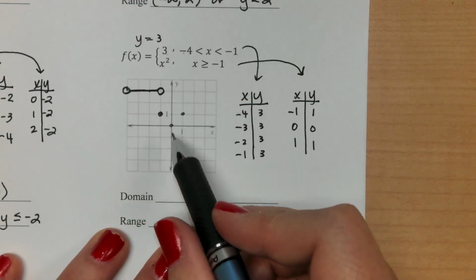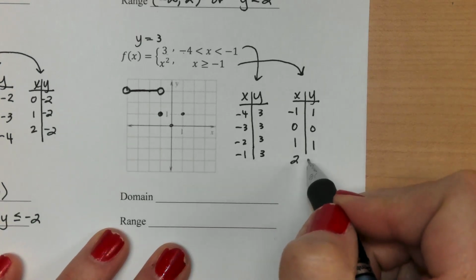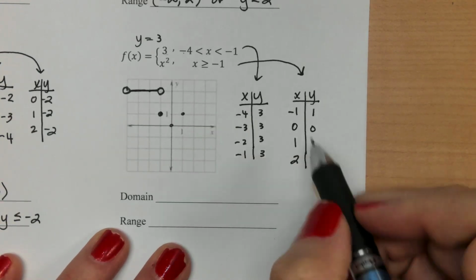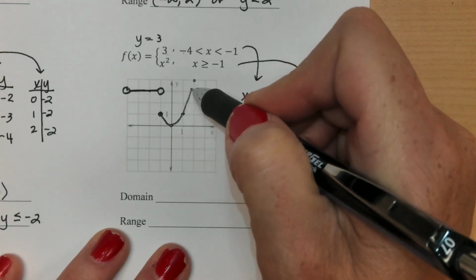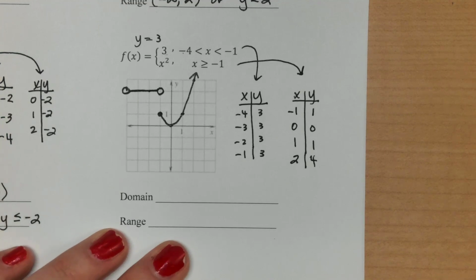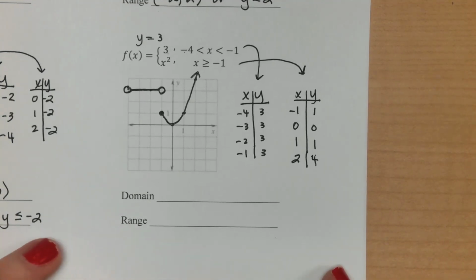If you don't quite remember how a parabola looks, you might want one more number. So if I plug in a 2, I would get 4. And right there. So we've got kind of that bowl, that U shape. And I'm going to throw an arrow on the end. And now we're going to do our domain and range.